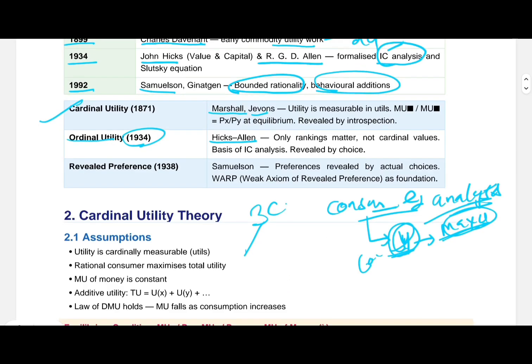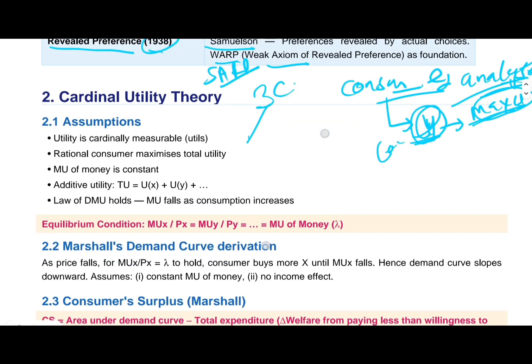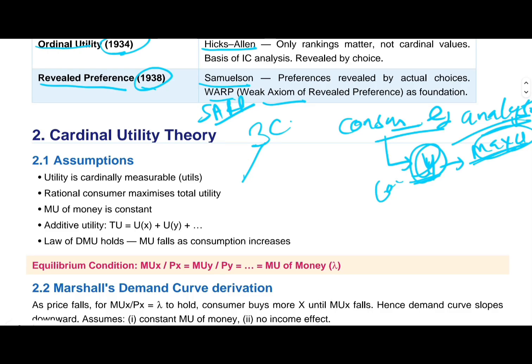First, we will just introduce this. Revealed preference theory, 1938, is given by Samuelson. It is based on the weak axiom revealed preference theory or strong axiom revealed preference theory. Let's start with the cardinal approach, which is given by Marshall, which is based on the marginal utility.